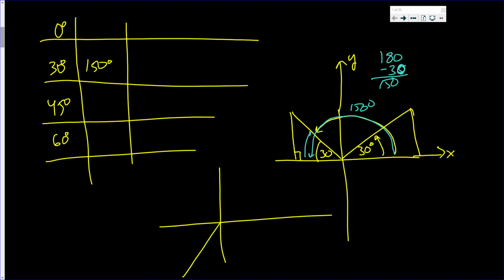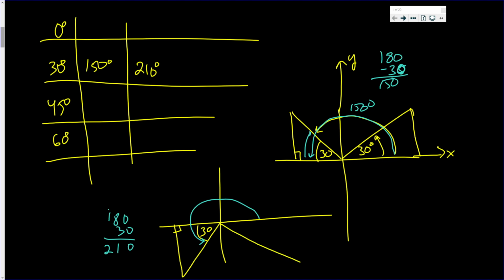What about in quadrant 3? I draw any angle, and I always go to the right, to the x-axis. And I want that to be a 30 degree reference angle. Well, how big is this angle? Well, up to here is 180, and oh, I'm going 30 more. 180 plus 30 is 210. So 210 degrees has a 30 degree reference angle.